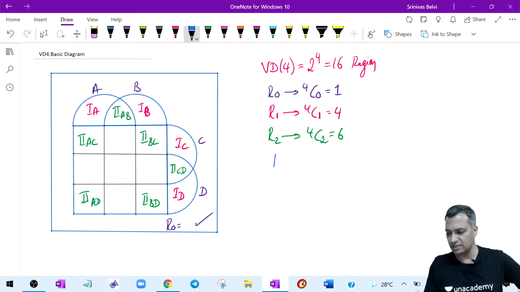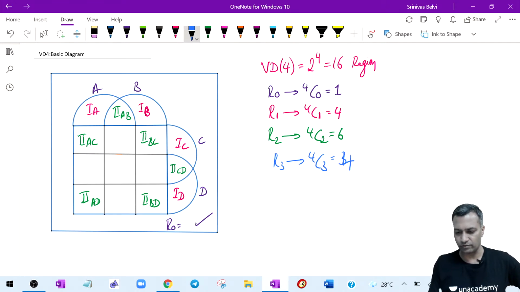All right, now the regions of 3. How many regions of 3? That is 4C3, which is equal to 4. So where are those? This is a region of 3, which is a part of ABC. This is also a region of 3, which is a part of BCD. This is the region of 3, which is a part of A, B, and D. Another region of 3, which is a part of A, C, and D.